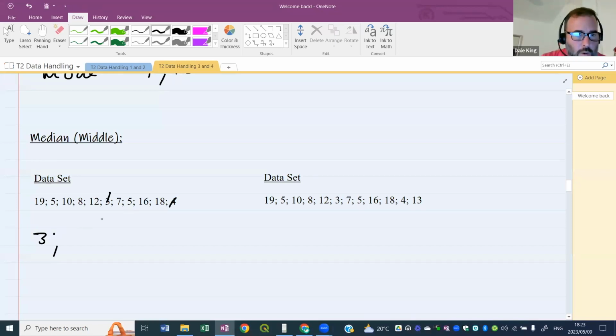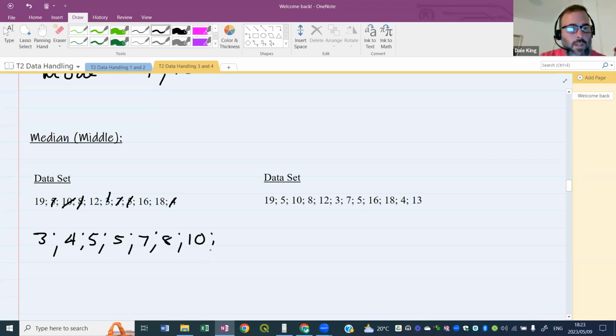Then I'm going to say 4 and 5, and then another 5 and a 7, and then I'm going to do an 8 and a 10, and then I'm going to look and see 12, 16, and then finally 18 and 19. All right, just going to move this over slightly.